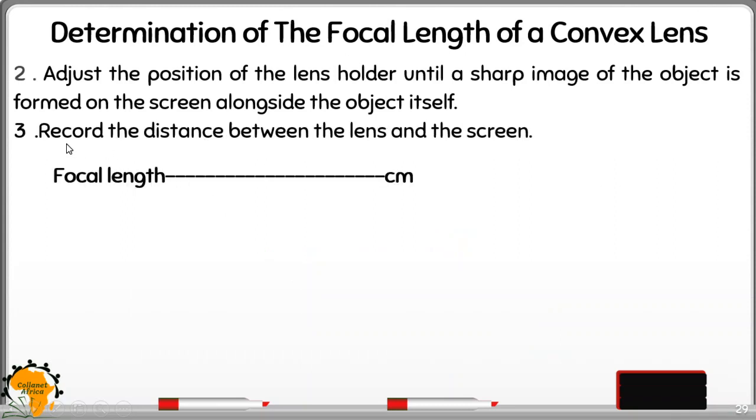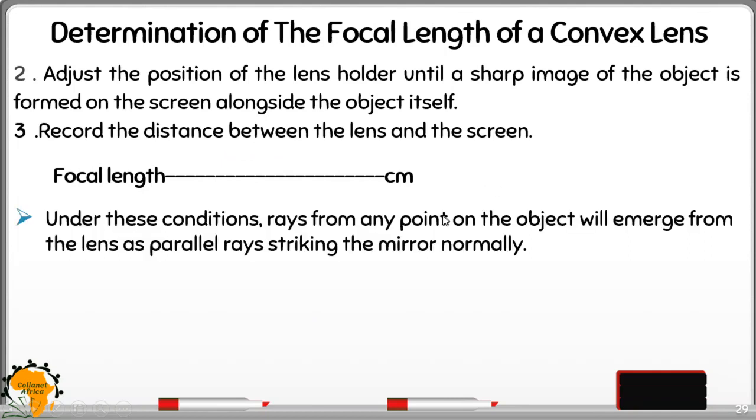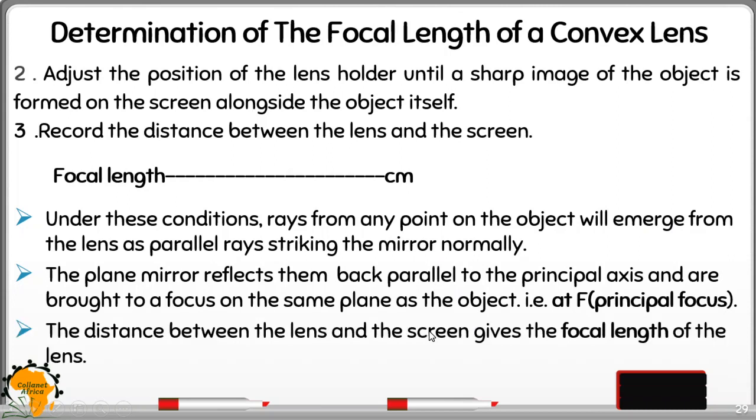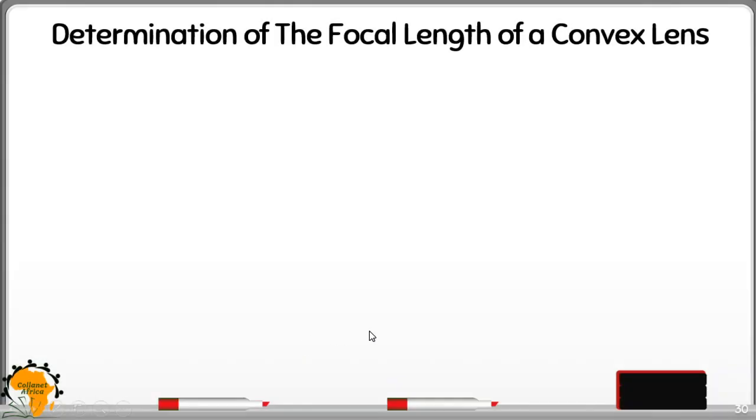So again, for you to get the focal length, you're supposed to measure the distance between the lens and the screen. Remember, we are saying that any ray that is coming from the object will emerge parallel, and then it will strike the mirror normally. The mirror will reflect them back, and the image will be formed at the principal focus. Therefore, the distance between the screen and the lens is your focal length.